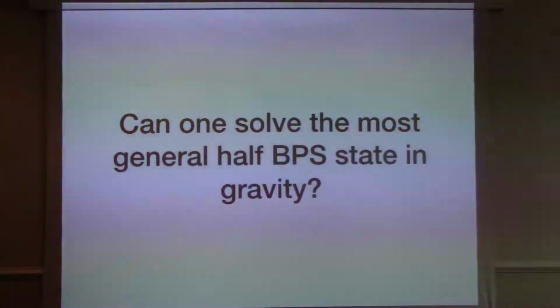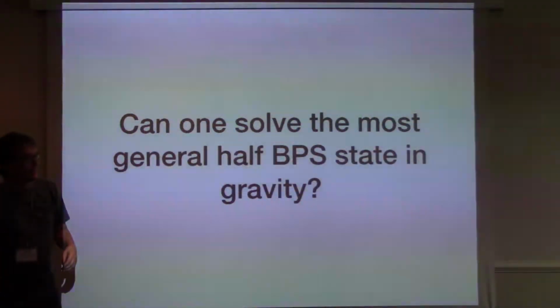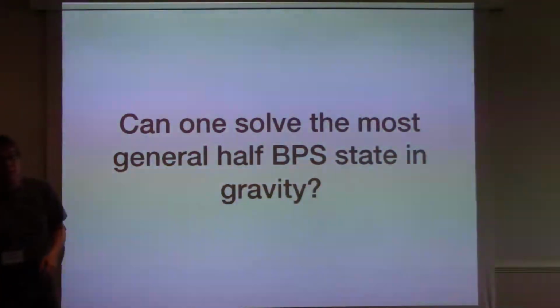So here's the question. Can one solve the most general half BPS state in gravity? If you start just with Zs, you say, okay, I have these Young tableaux, there's going to be some big ones. Those have a gravity interpretation.